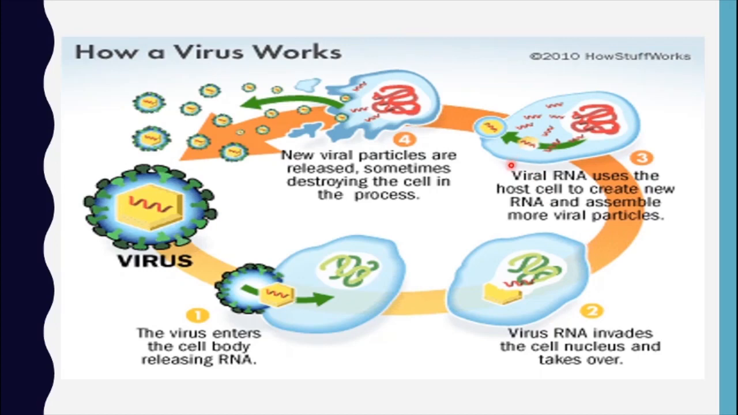After that, the viral RNA uses the host cell to create new RNA and assemble more viral particles. Then eventually, when the new viral particles are released, sometimes it destroys the cell in the process. So that's how the virus works. From a single virus, it can create more viruses to infect more cells.